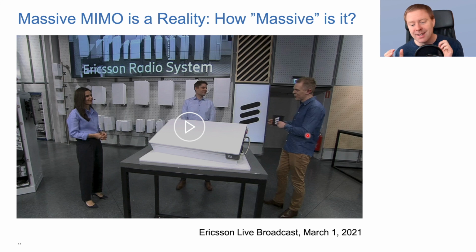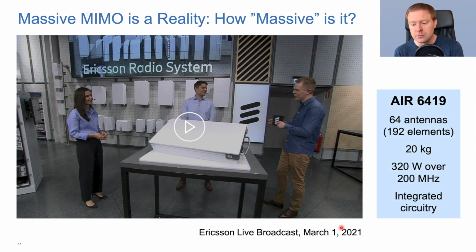How massive is it? Well, I think the word massive might not be a good one because it sort of gives you the feeling that there's a big piece that is heavy. But here is the latest massive MIMO product from Ericsson that was described on March 1, 2021. They call it the AIR 6419, it contains 64 antennas, 64 radios, connected to 192 antenna elements. This means that every antenna is actually connected to 3 radiating elements, which is creating some kind of fixed directivity within that type of small subarray.